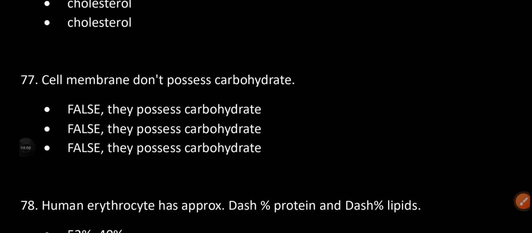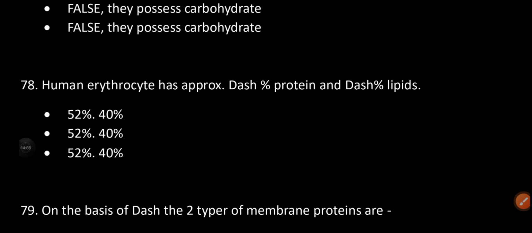Human erythrocyte has approximately dash percent protein and dash percent lipids. 52% protein and 40% lipids.